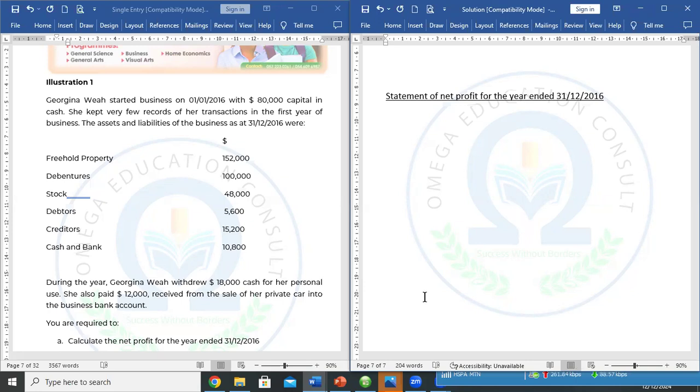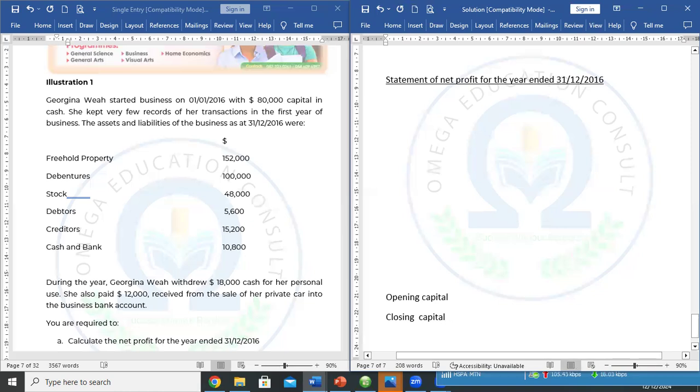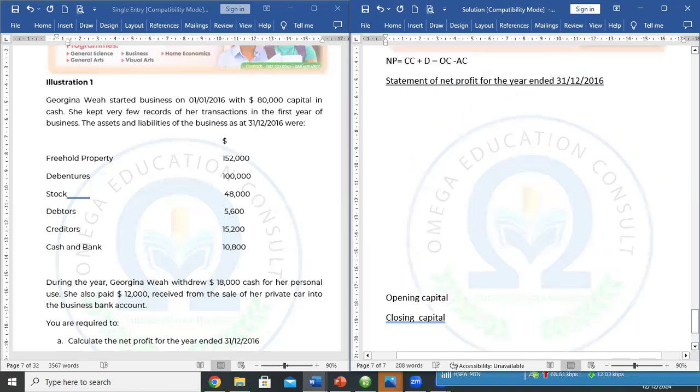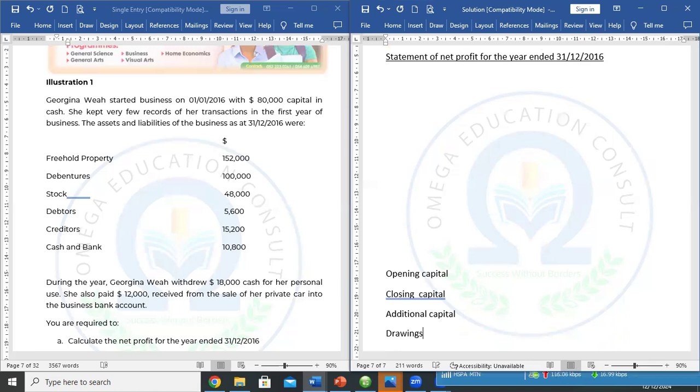Additional capital. Okay, so professors, please note this. If you want to prepare your statement of net profit, you need opening capital, you need closing capital, you need additional capital, and then you need drawings. These are the 4 key things you need.